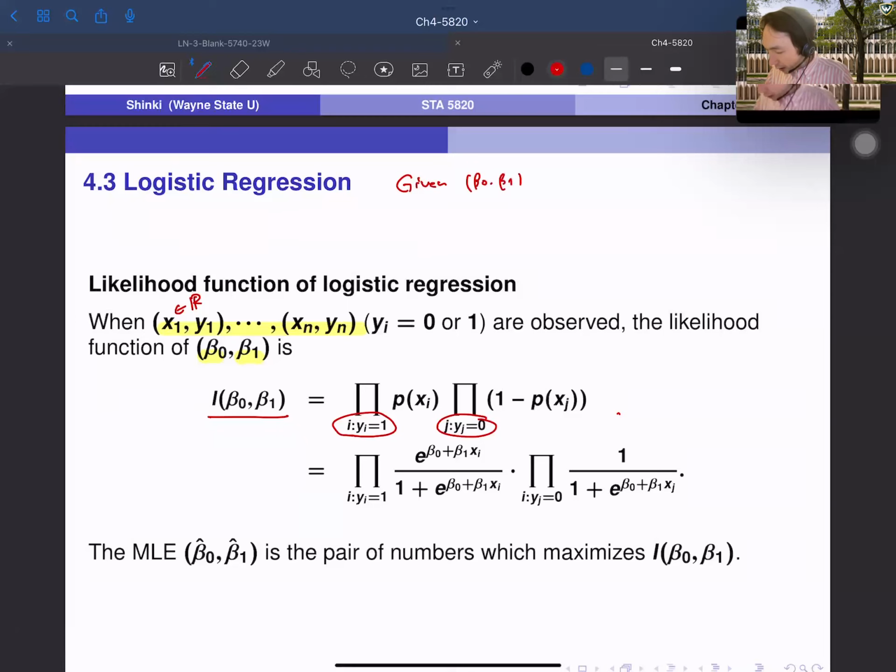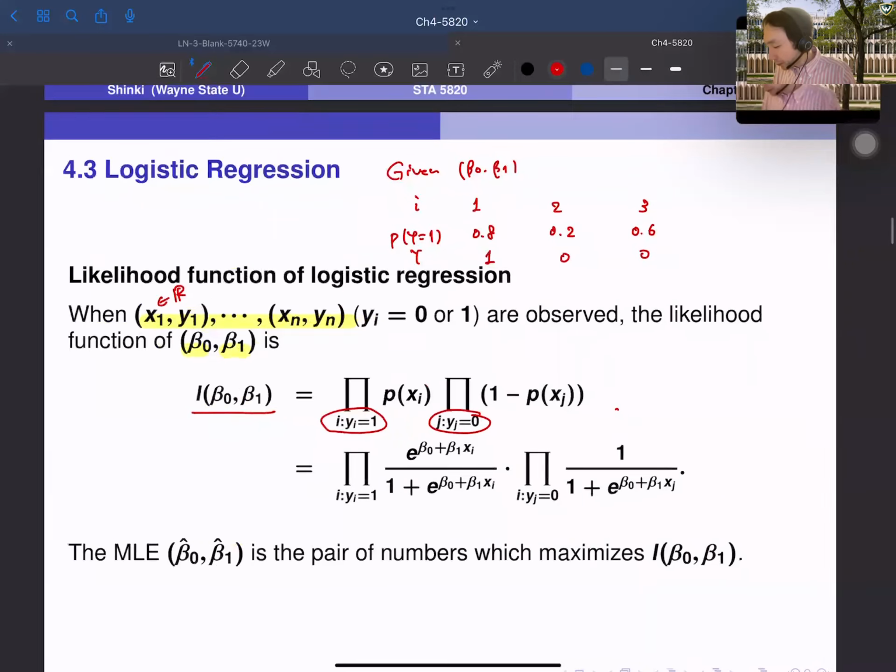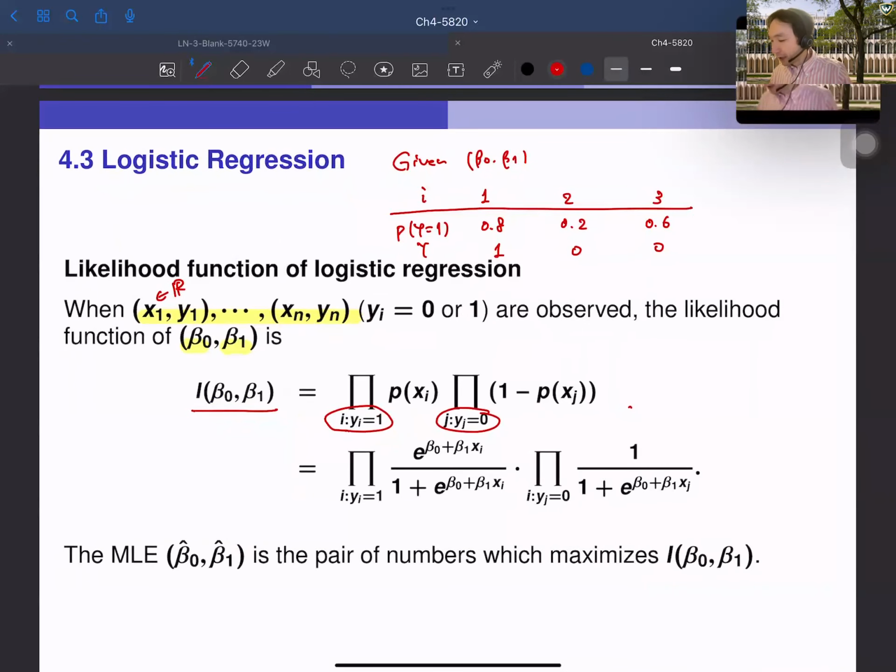beta naught and beta 1, we can calculate probabilities. Say we have observations 1, 2, 3, and the probability of y equal to 1 is estimated. For example, 0.8, 0.2 and 0.6. And the actual y is observed as, for example, 1, 0 and 0. Okay, what's the likelihood of this data set with 3 observations?